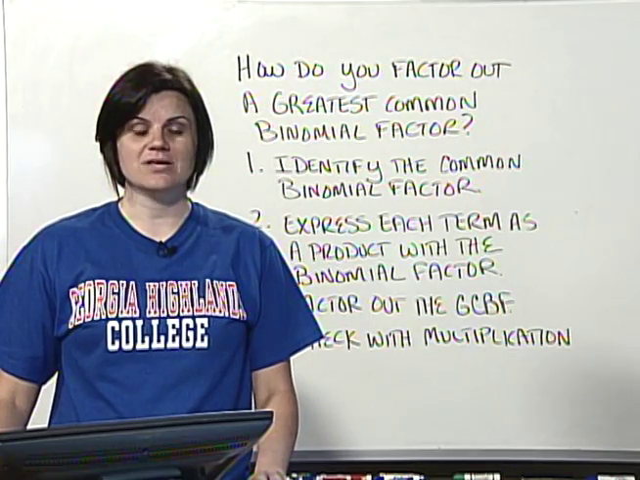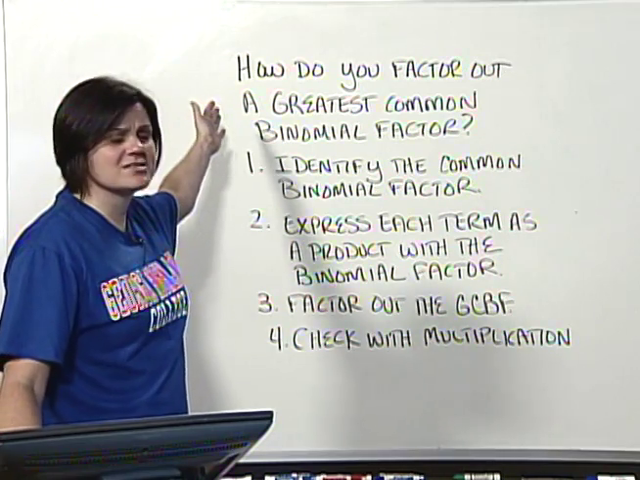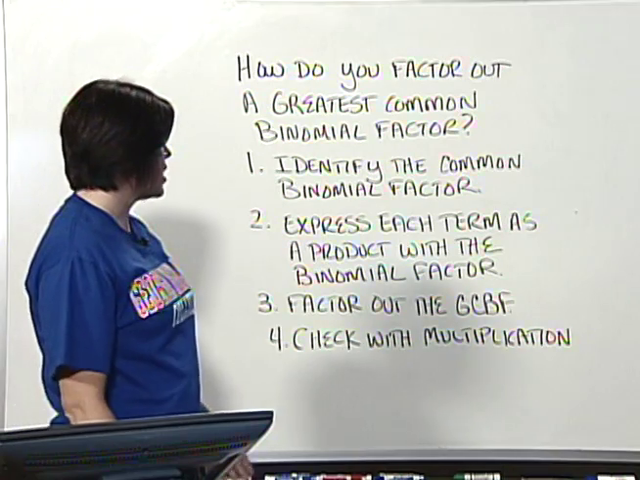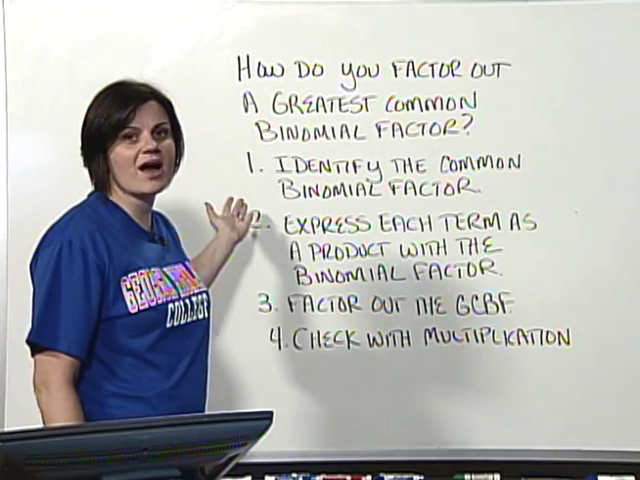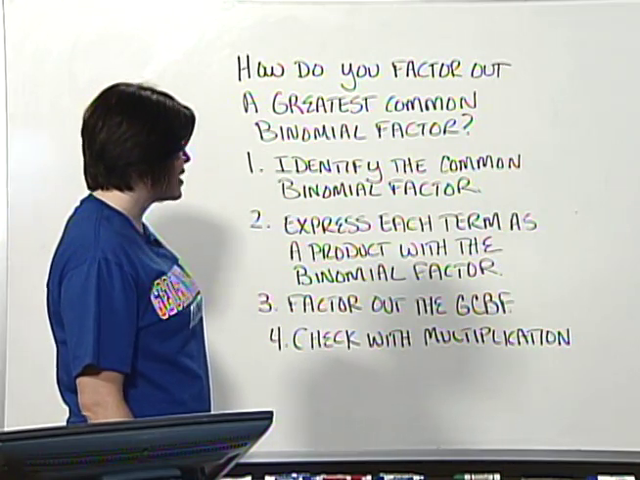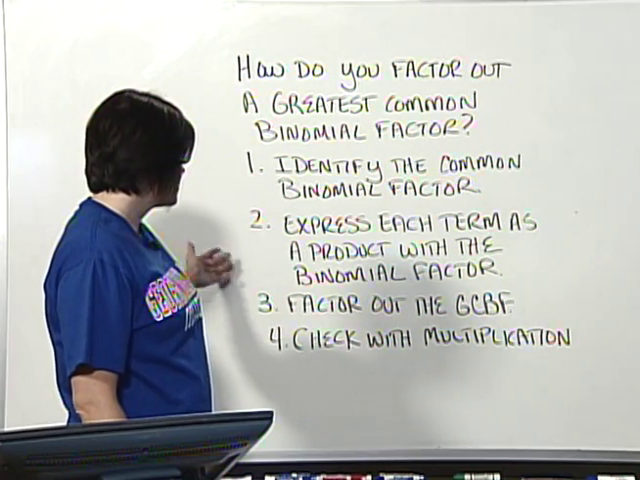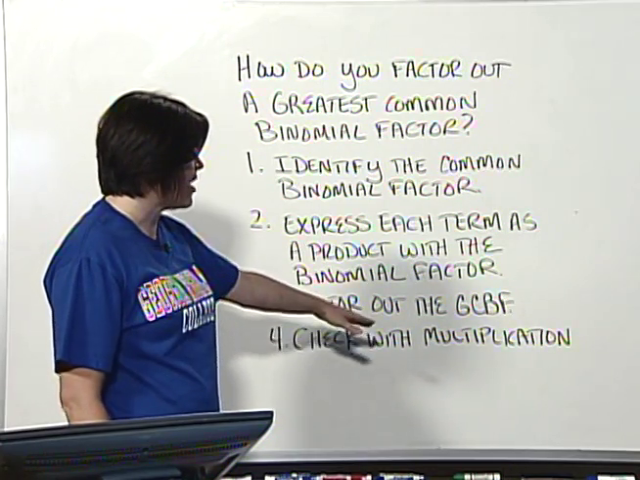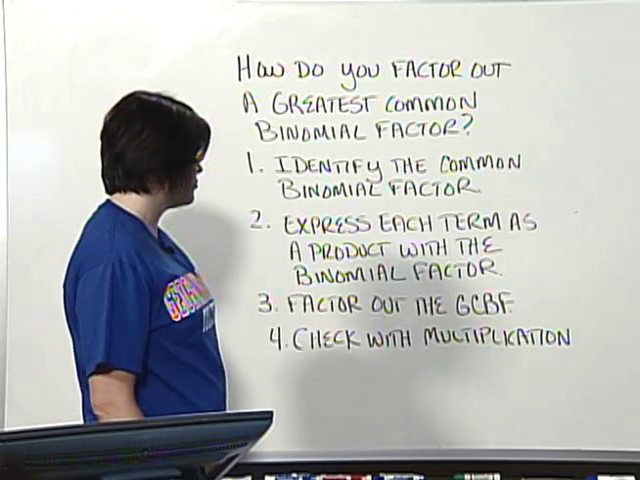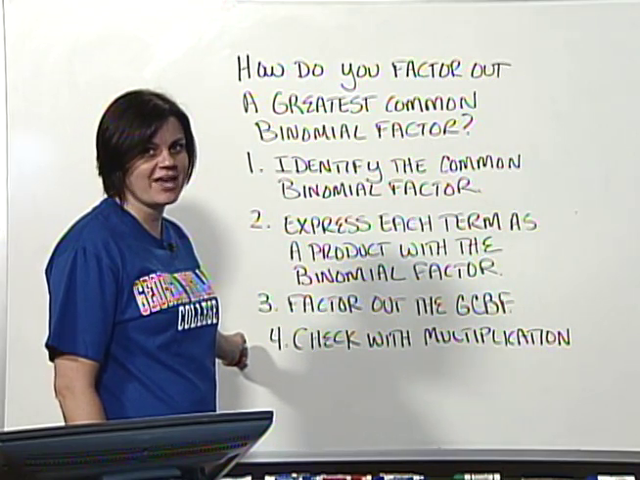In this video segment, we'll be answering the question, how do you factor out a greatest common binomial factor? Well, the first step in this process is to identify that common binomial factor. Secondly, we'll express each term as a product with the binomial factor. Thirdly, we'll factor out the GCBF, meaning greatest common binomial factor. And then finally, as usual, we'll check with multiplication.